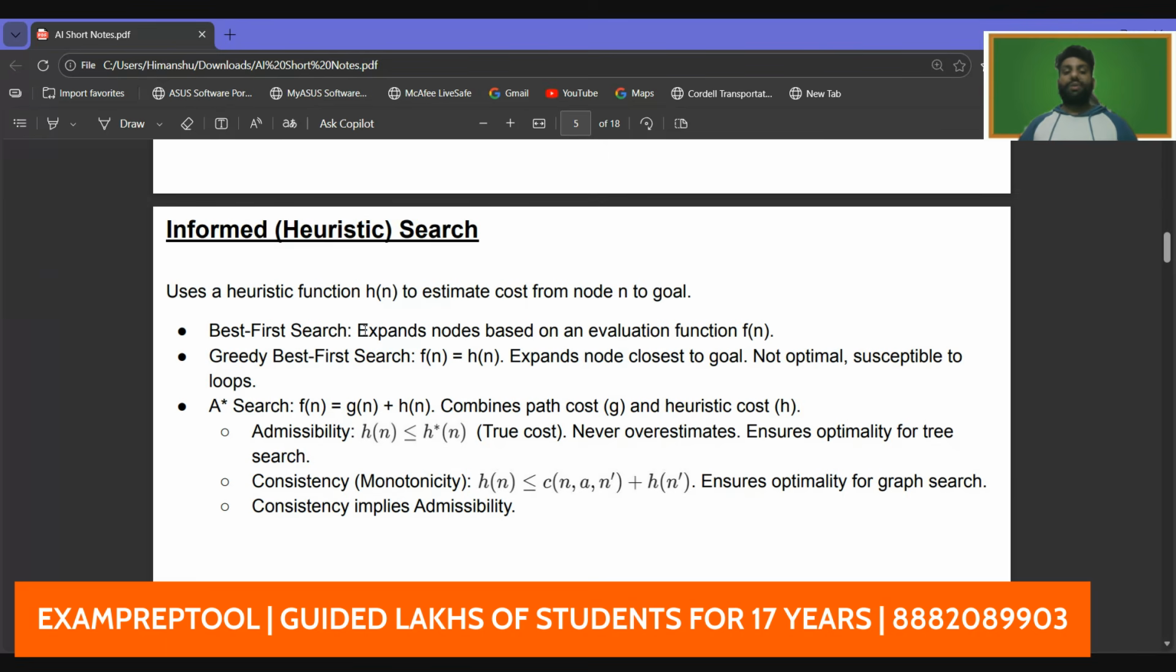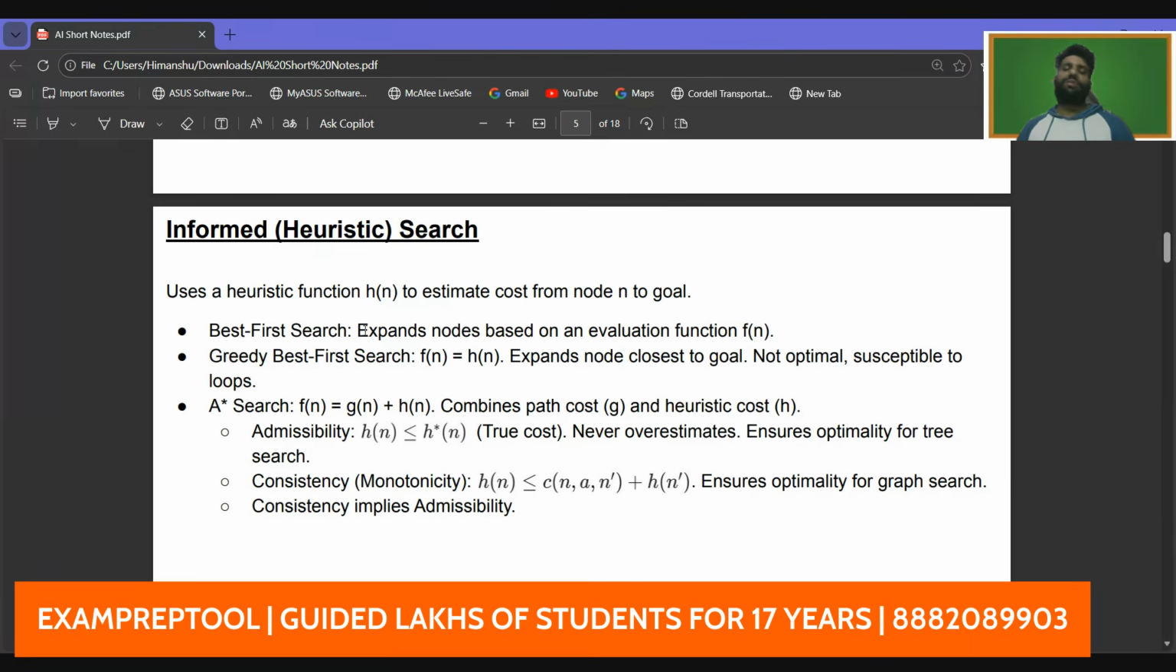Now greedy best first search is one in which f(n) is just equal to h(n), your heuristic function, with no use of g(n). That means you go by whatever is the estimated cost. Wherever this is minimum, you expand that particular node. Okay. So it's not optimal and is susceptible to loops, because you are not considering the cost until now. So you might just keep on looping around. Not a good strategy.